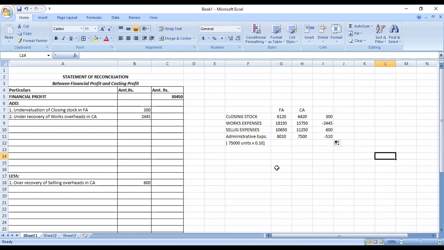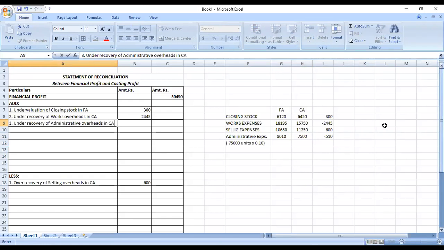Now see, you tell me whether it's an over recovery or under recovery in cost accounts. Under recovery. It is an under recovery of overhead in cost accounts. Under recovery of administrative overheads in cost accounts. Okay, now what is the next one?